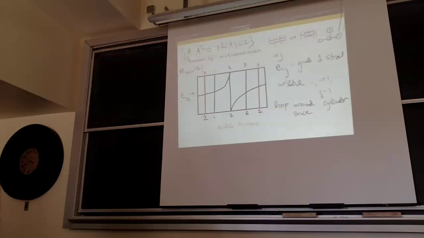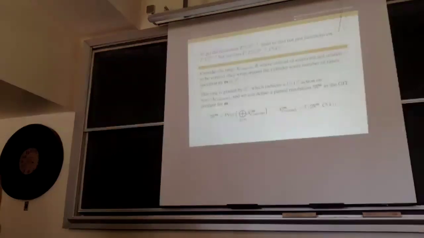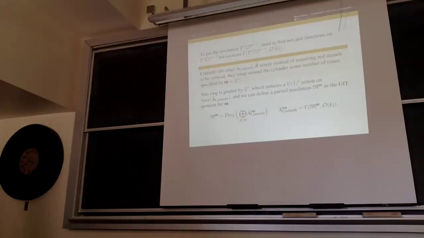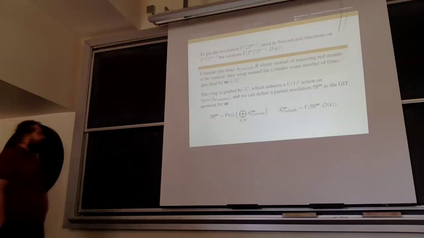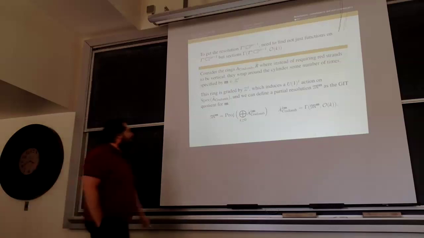All right, any questions? Okay. All right, but that's just the affine variety. I'm supposed to get a projective variety. If I want to get a projective variety, I don't just need functions, I also need sections of a line bundle, powers of a line bundle.